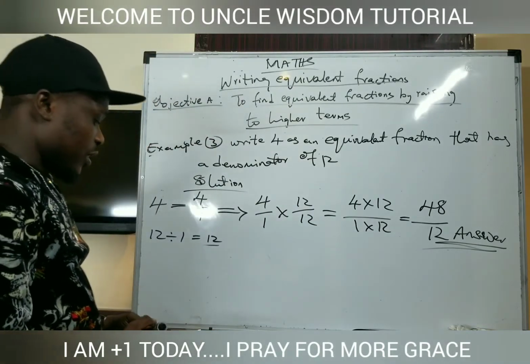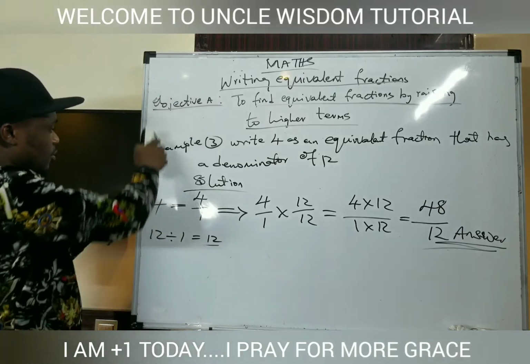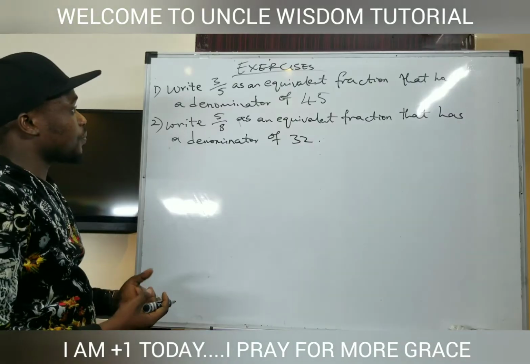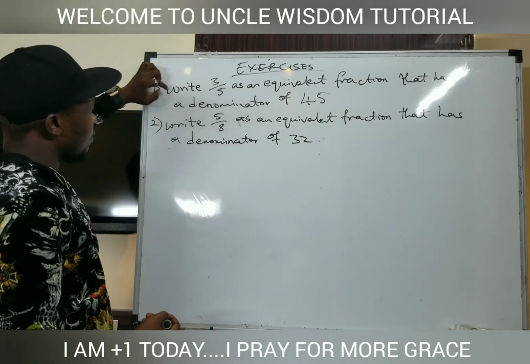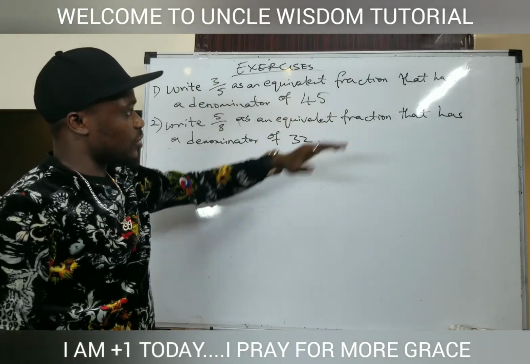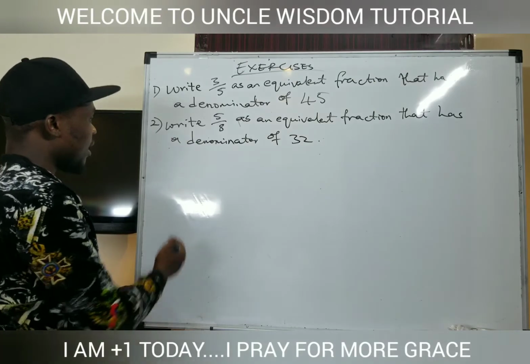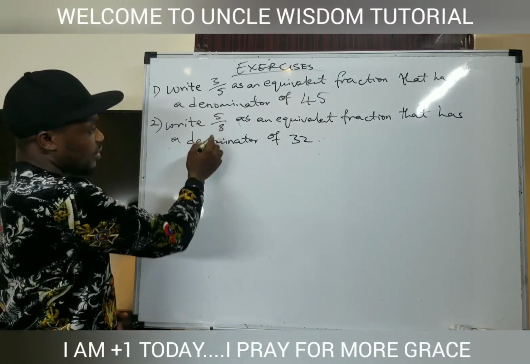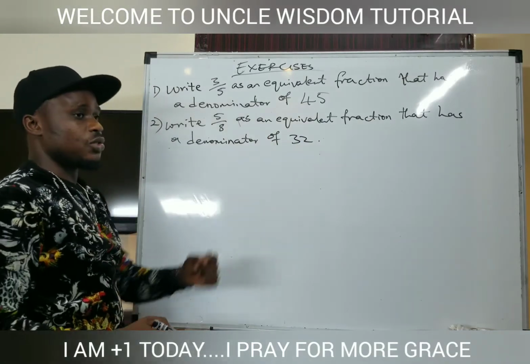That is that for today. I will give you a take-home exercise. Do it at home. Now, the exercise: write 3 over 5 as an equivalent fraction that has a denominator of 45. And the second one, write 5 over 8 as an equivalent fraction that has a denominator of 32.